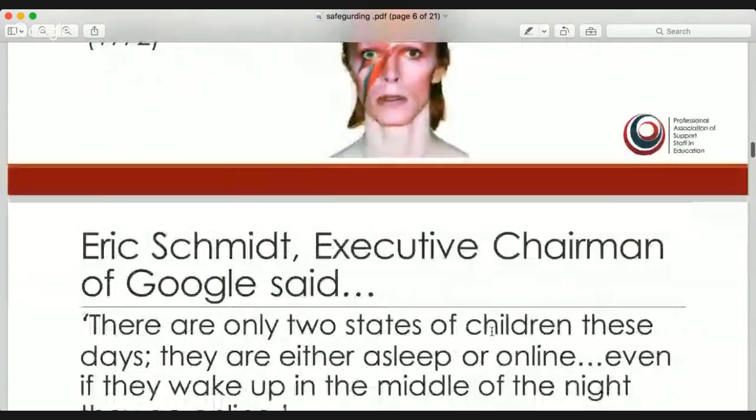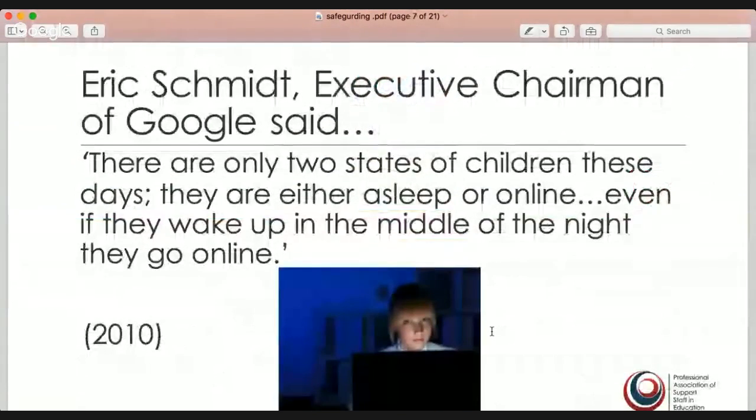And more interestingly, or even as interesting, Eric Schmidt, executive chairman of Google, said that there are only two states of children these days. They're either asleep or they're online. Even if they're waking up in the middle of the night, they go online. Quite a scary thought, and he said this 6 years ago, so it's probably even more so nowadays. And in Google, they will be able to monitor this, how many people are on at different times of the day, so that will be said with some authority. And it's very difficult, isn't it? It just is very difficult to monitor all the time what our young people are up to, particularly when we're talking about online activity.